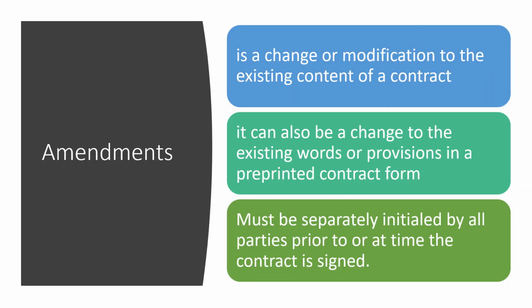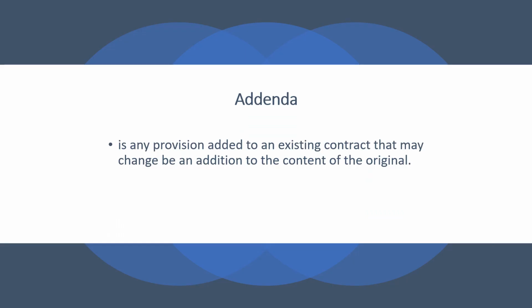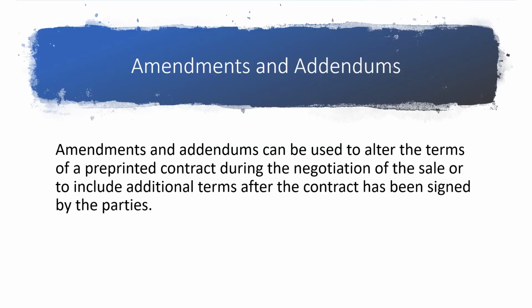An amendment is a change or modification to the existing content of a contract. It can also be a change to the existing words or provisions in a pre-printed contract form. It must be separately initialed by all parties prior to or at the time the contract is signed. Now, an addenda is any provision added to an existing contract that may change and be in addition to the content of the original. Amendments and addendums can be used to alter the terms of a pre-printed contract during the negotiation of a sale or to include additional terms after the contract has been signed by the parties.